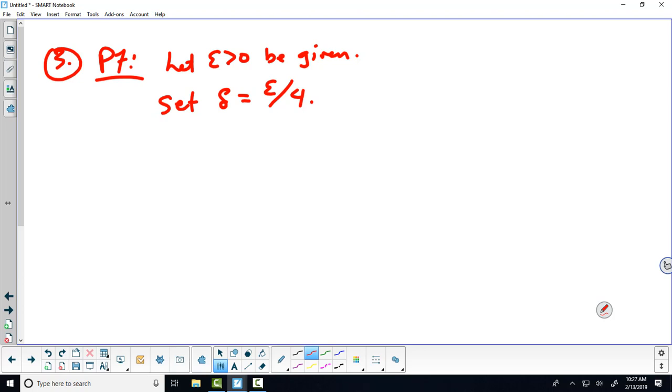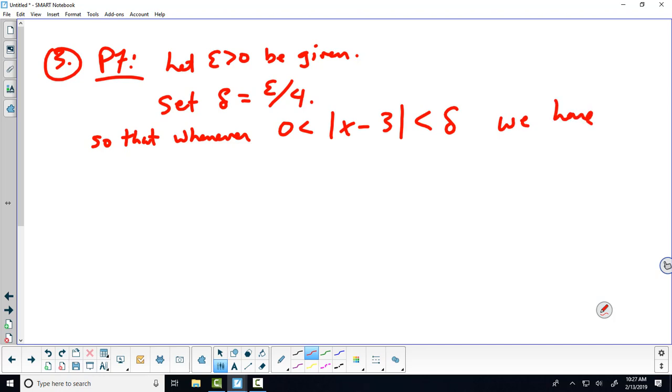Okay? So that whenever 0 is less than the absolute value of x minus 3 and is less than delta, we have, so somebody says what they want their tolerance to be. I say, fine, that's our edge of the delta strip. And as long as we are within the delta strip, what's going to happen? We want to show that we'll be within the epsilon strip. Okay? Well, what is the distance from the limit? It's f of x minus 7. Okay?